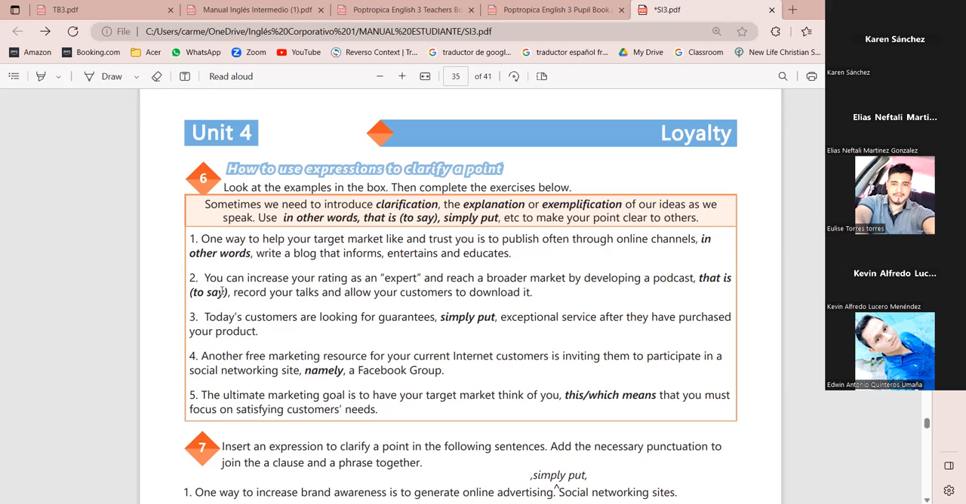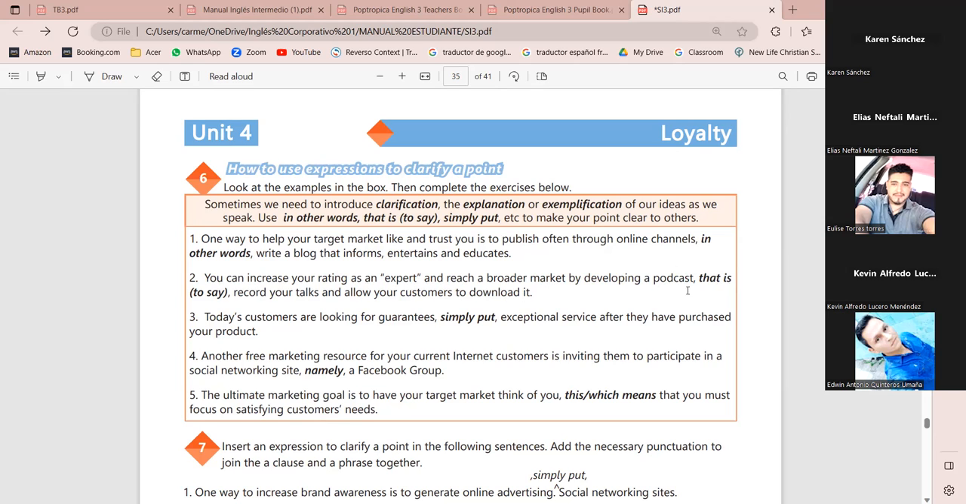For example, if I say, you can increase your writing as an expert and reach a broader market by developing a podcast, record your talks, and allow your customers to download it. So I don't really need it.